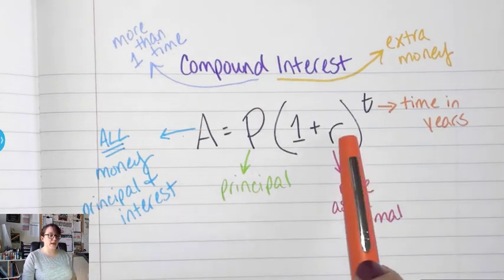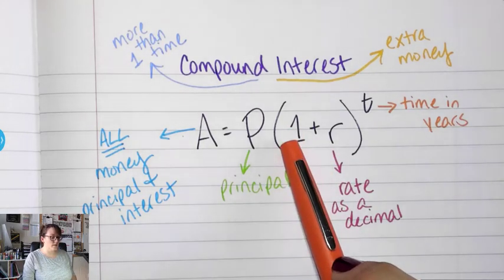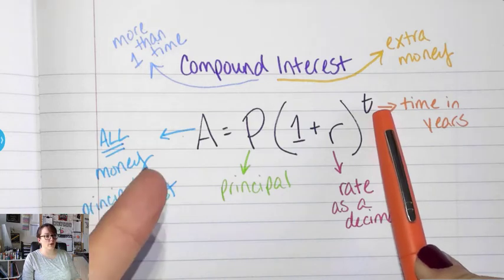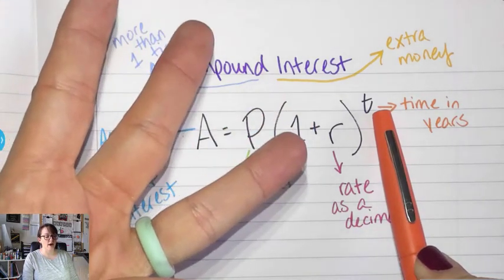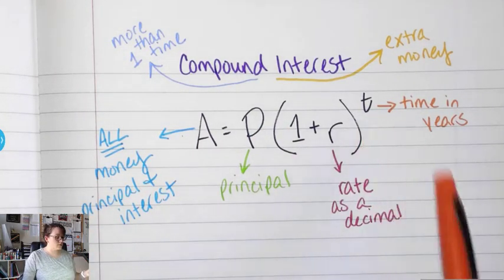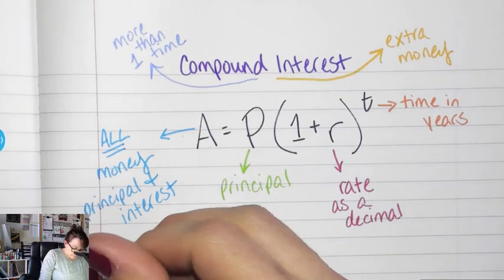So if the rate is 5%, that's 0.05. So that's 1.05. And if it's 3 years, that means 1.05 times 1.05 times 1.05, 3 times for 3 years. That's the hard part about this one.